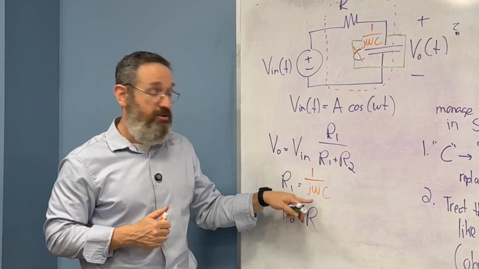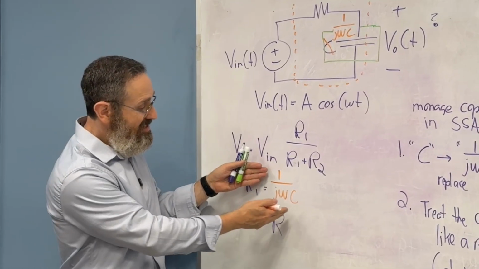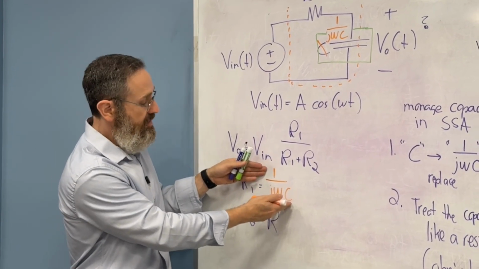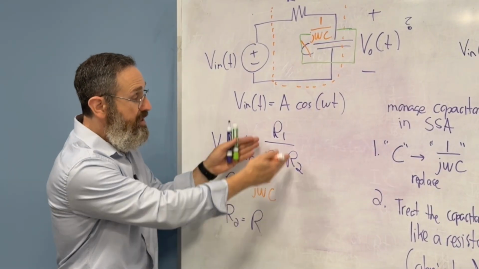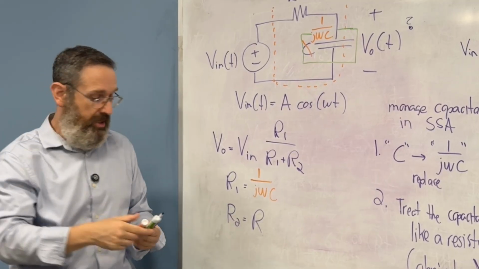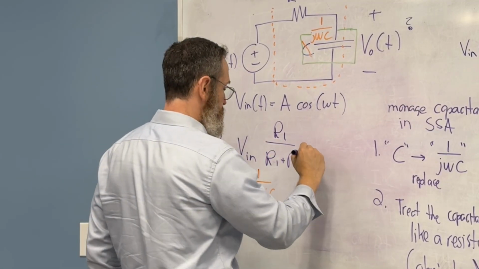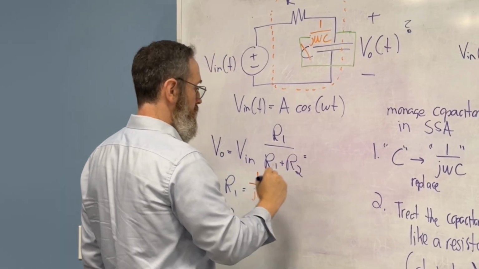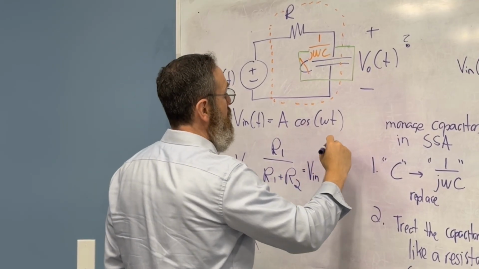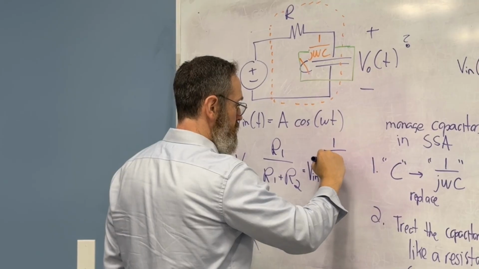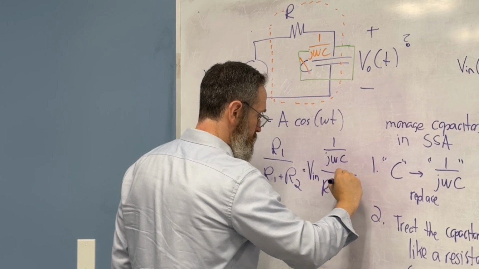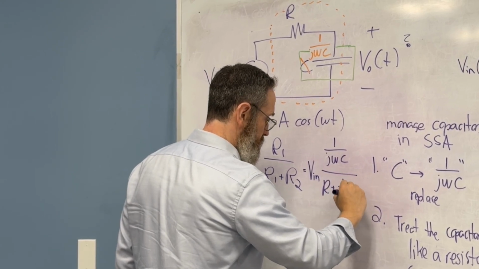That is the value of the resistor for this process. And you may not like the J and you may not like the W, and that's fine. But I'm just telling you that this is the value of the resistor. So if this is a resistor with 1 over JWC, and this is a resistor with value R, we can write the voltage divider equation. We can go ahead and do it, and for this case, that's going to be V in times 1 over JWC over R plus 1 over JWC.